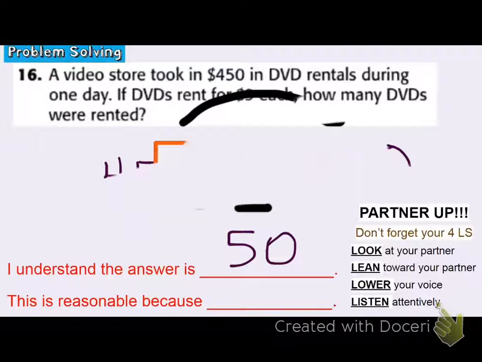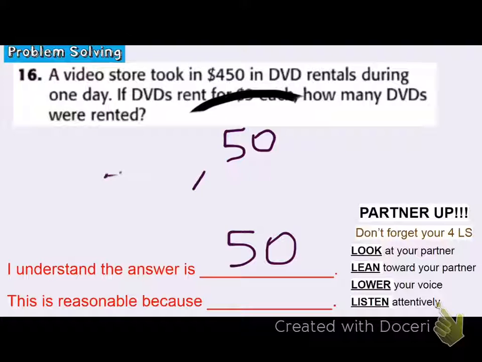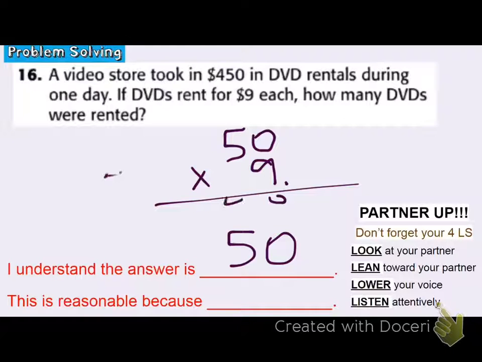I understand it to be 50, and I can prove to you that it's reasonable, because if they rented 50 DVDs, and each of those DVDs cost $9, well, that would be the $450 that they brought in. It makes sense.